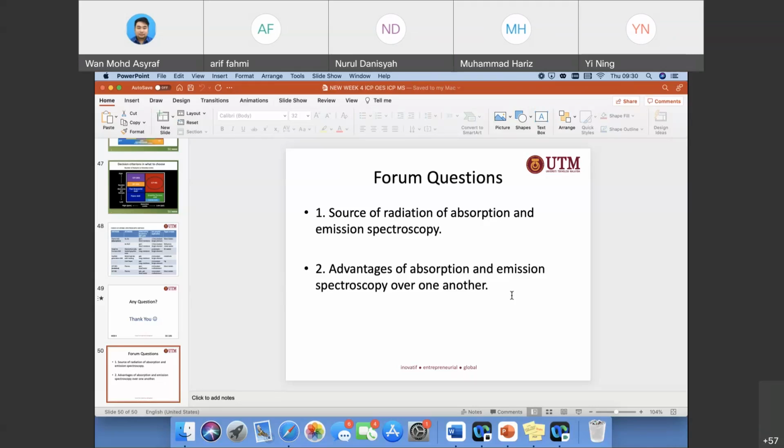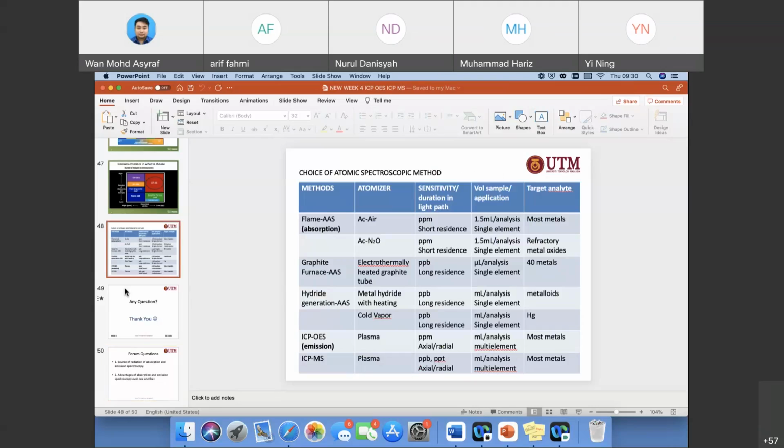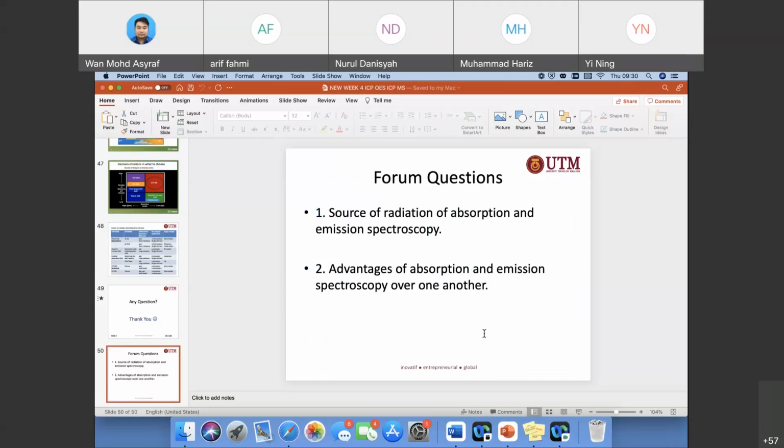Okay. So the second question is the advantages of absorption and emission over one another. I don't think we have any problem with this question, because I've looked and most of you have referred back to the slides. For absorption, the price is much lower compared to emission spectroscopy, but for emission we can have much more analyte that can be detected simultaneously. Alright?